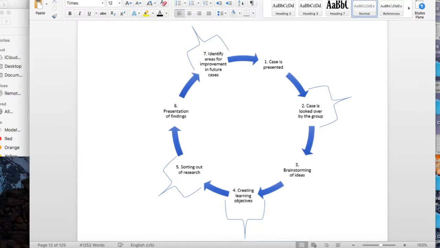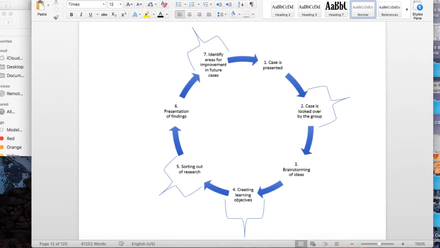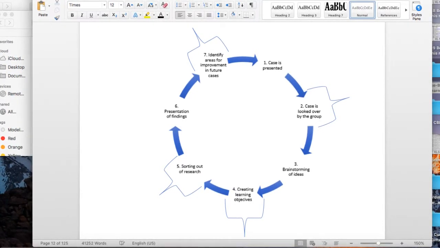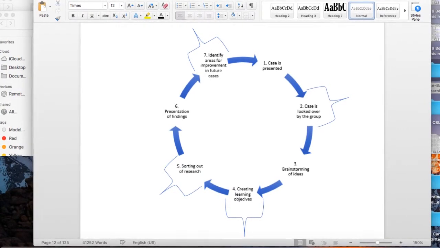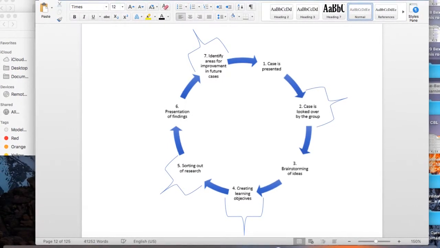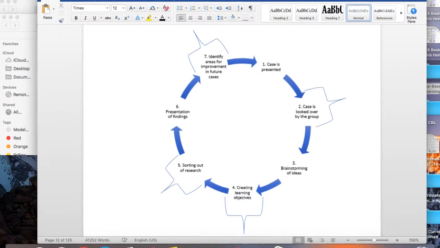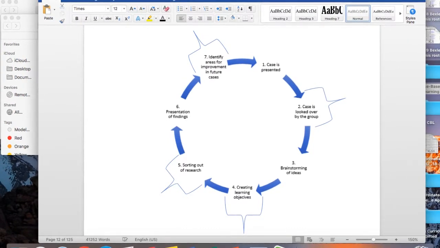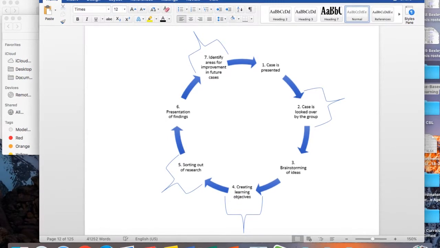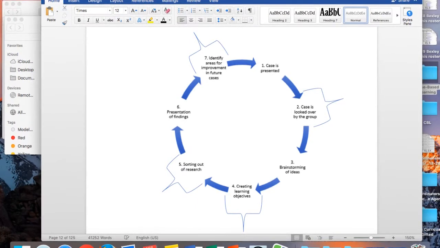So once they put this all together, then they create a presentation of their findings. So what is it that they discovered? What solution do they think is best and why? Very important there. And then lastly, of course, is a reflection, where students look back on the case. So they're actually doing a case-based learning on their own case, and what they have learned from it and what they can improve in moving forward and using cases.